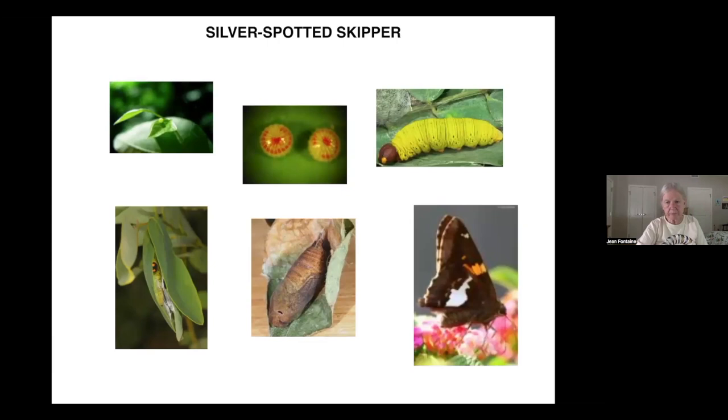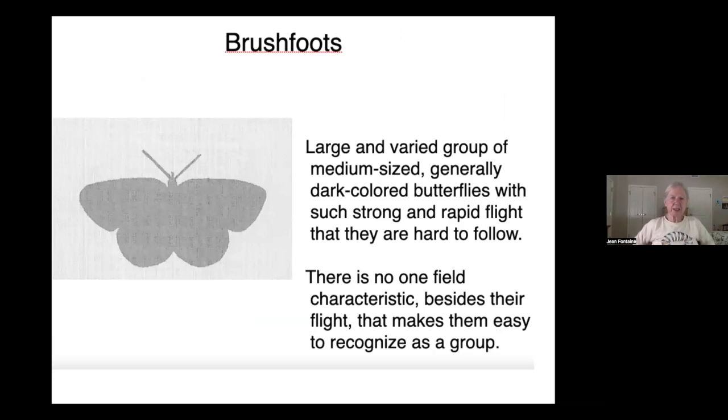And then there are the brushfoots. The brushfoots are a wide variety of butterflies. They tend to be a little larger. And they're called brushfoots because, you know, all insects have six legs, and the brushfoots' front two legs are very tiny, and they almost look like brushes. They aren't used for grabbing onto any vegetation. What they seem to be used for is smelling and taste. And there are four that I want to mention.